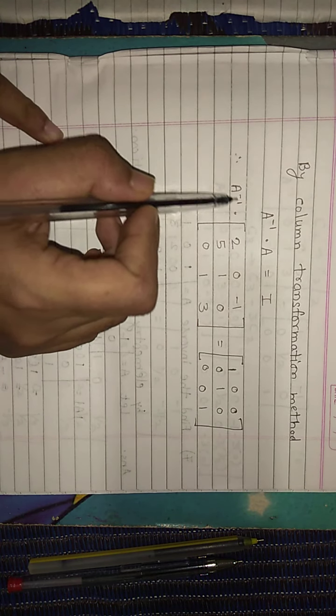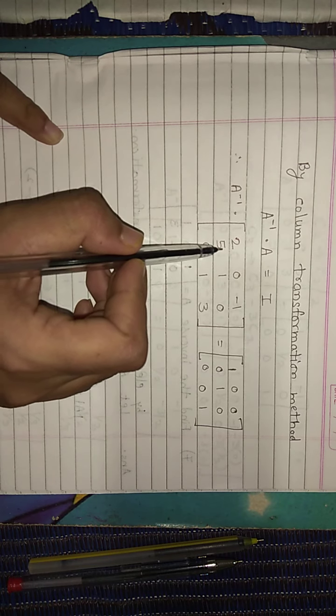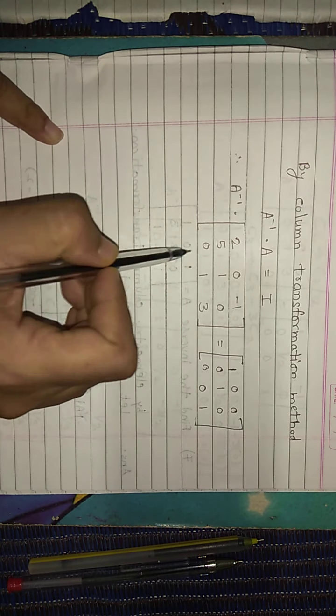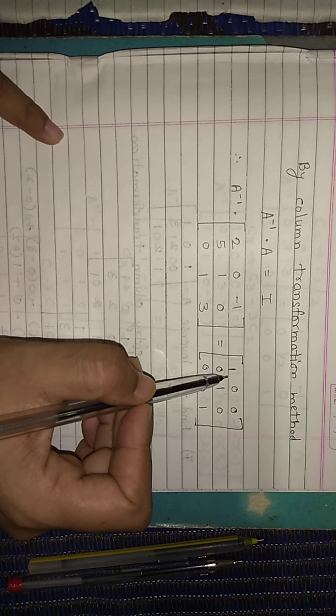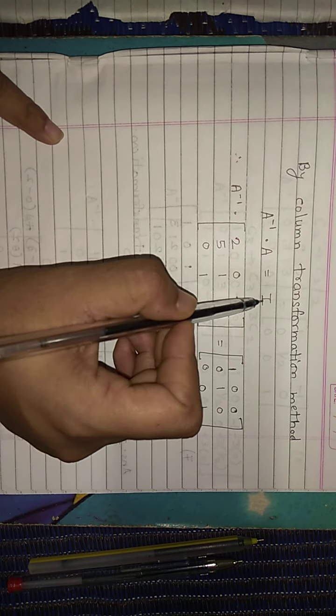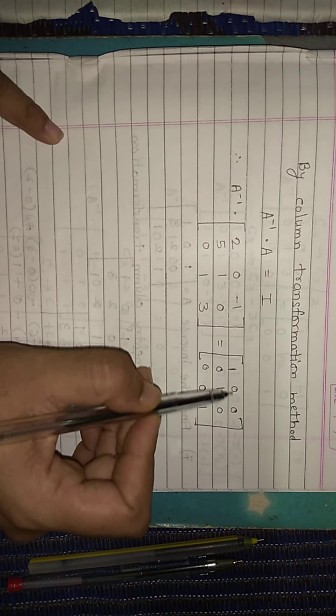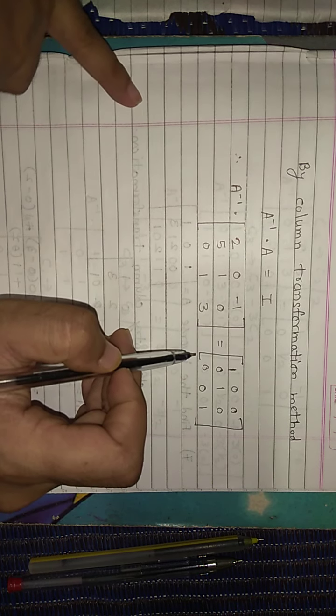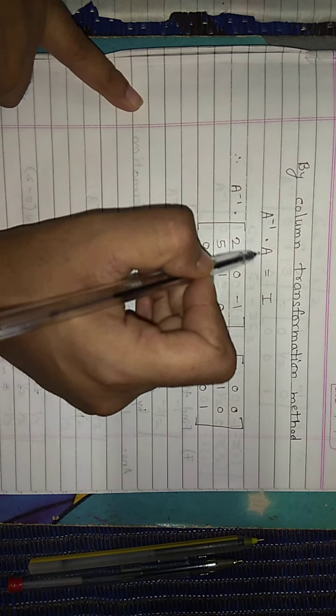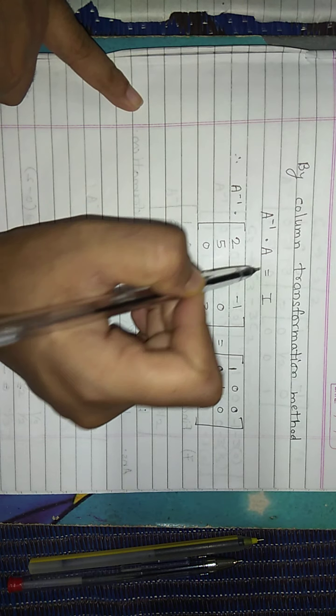If A inverse exists, then by the column transformation method, A inverse into A is equal to I. Therefore, A inverse, we write the elements of A: 2, 0, minus 1, 5, 1, 0, 0, 1, 3, is equal to 1, 0, 0, because I is nothing but the identity matrix: 1, 0, 0, 0, 1, 0, 0, 0, 1. Now, in this question, we have to convert all this A into an identity matrix.